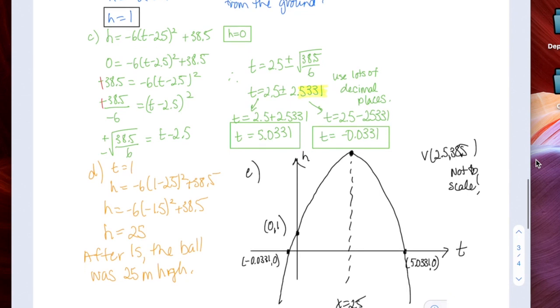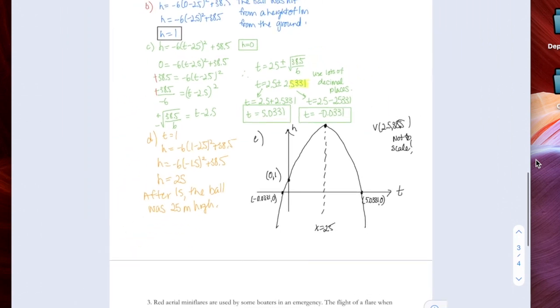Okay, now it's asking me something really important. It's asking me the domain and range of this function. Now I want to be really clear about this. This is a projectile, it's a ball. So even though I've used a parabola to model it, the parabola doesn't really know what it's modeling, but we know what it's modeling. And we know that the flight of the ball is only going to be the highlighted portion of this parabola, including this point and including this point.